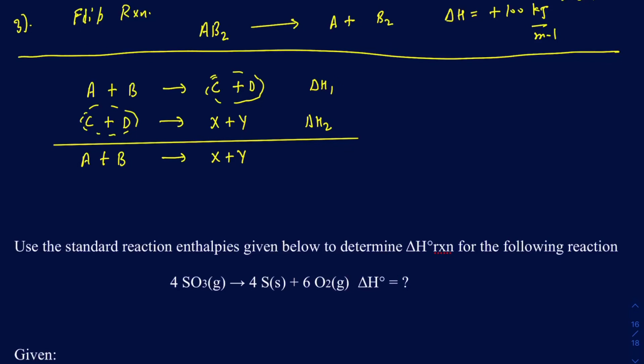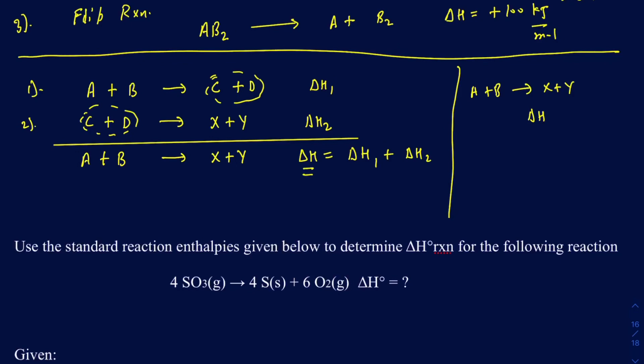To calculate the delta H for this final reaction, I would have to add up delta H1 and delta H2. Another way of saying, if I do A plus B and make X plus Y straight, whatever delta H you get is going to be the same even if you do this reaction in two steps, where the first step makes C and D, and then in the second step C and D convert to X and Y. So this delta H, which is the addition of delta H1 and delta H2, would be the same even if you do this reaction straight. So that's what Hess's law is.